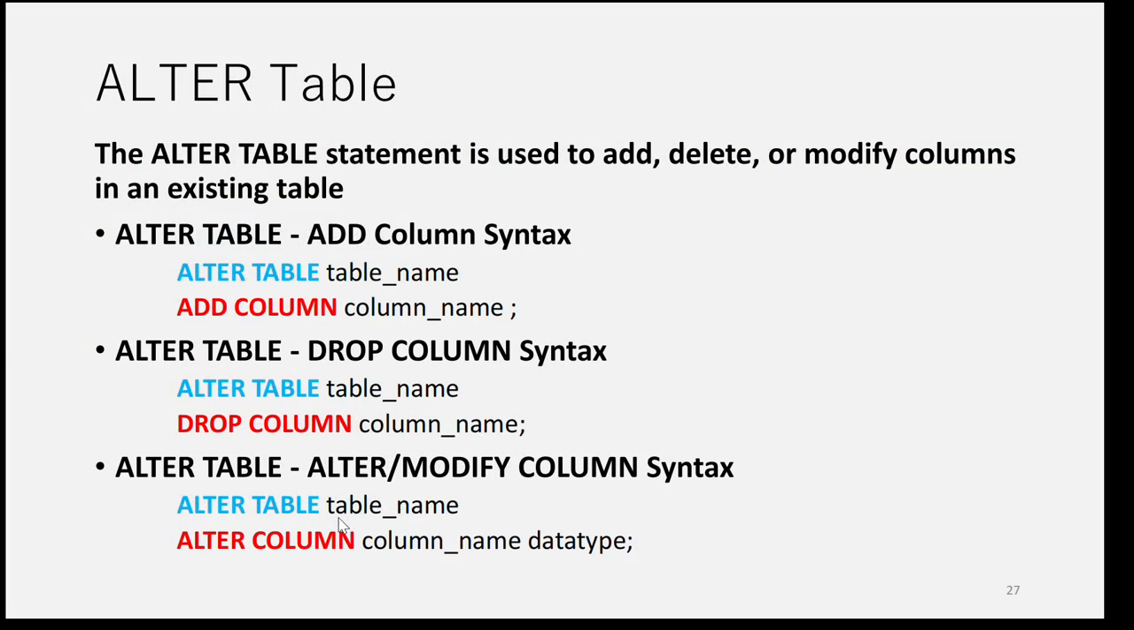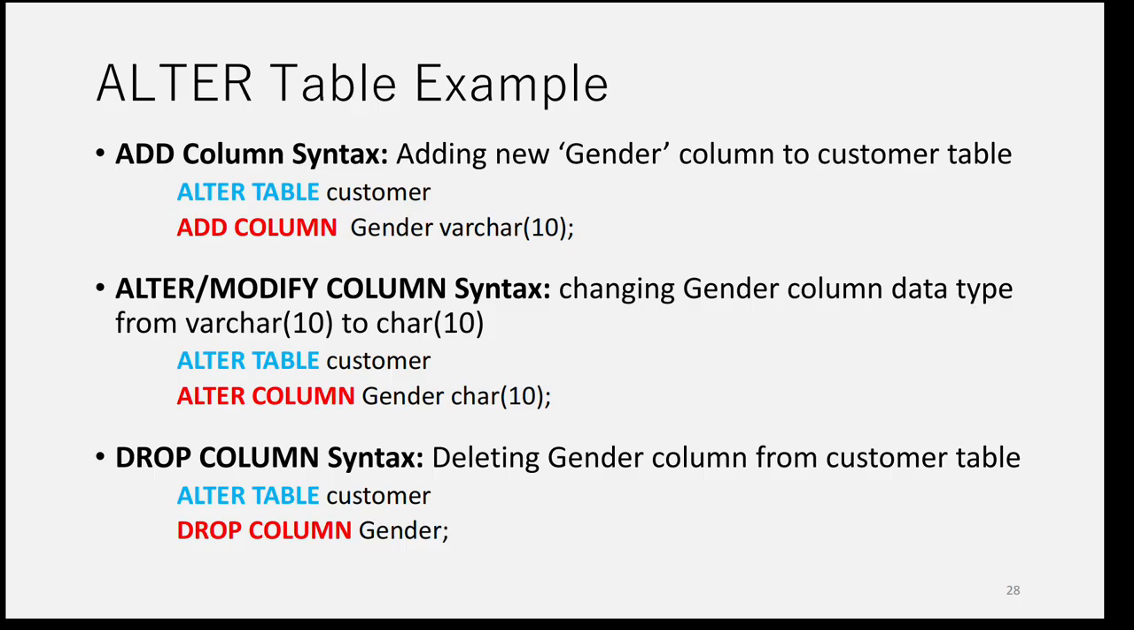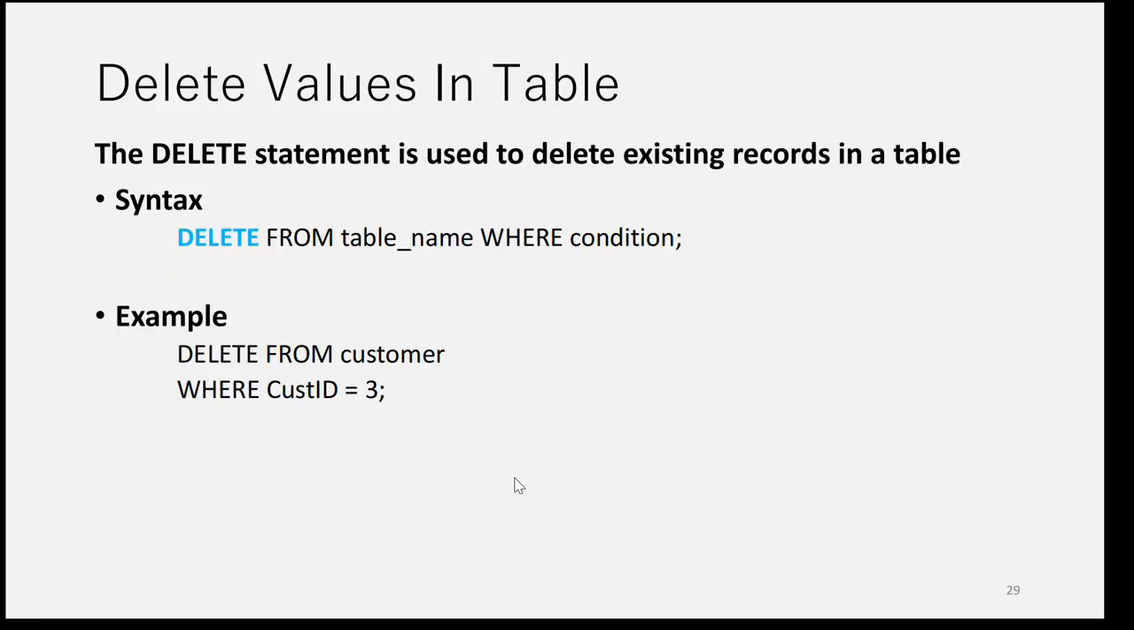And then, in order to modify the data type, column name along with the data type, see, the examples are given here. You add the column along with the data type. Here again you alter: you are changing the varchar to the char. And then you are dropping the gender column.